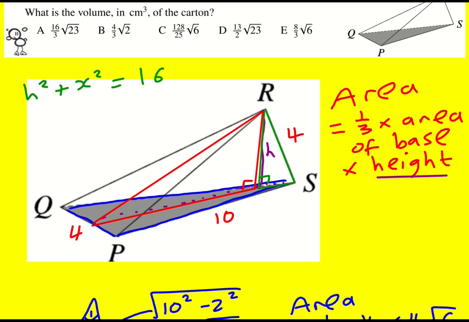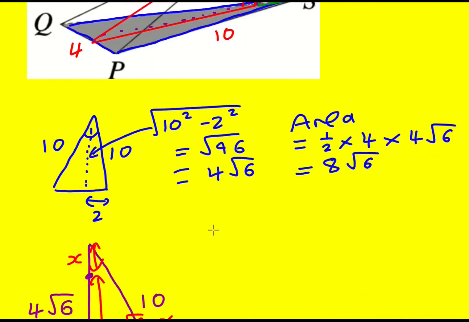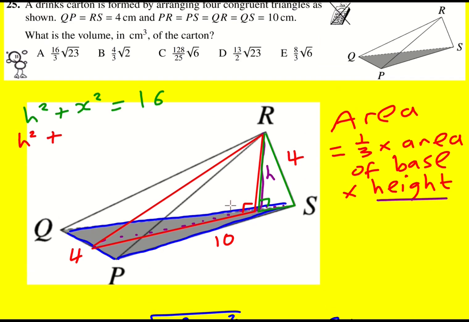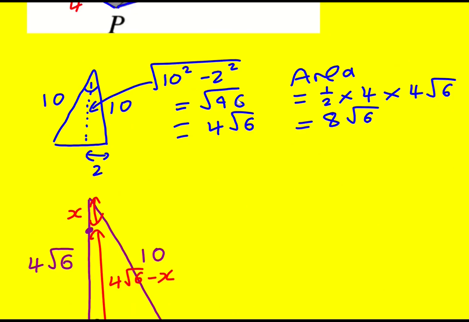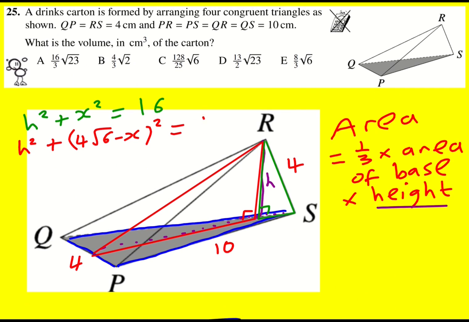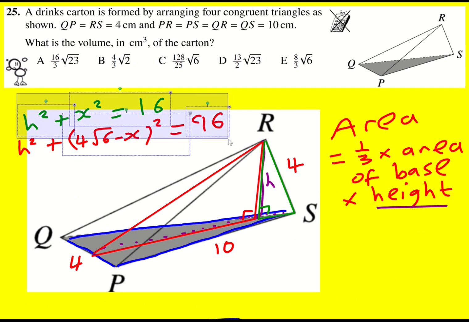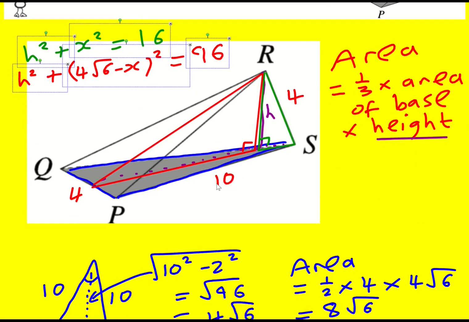So for this triangle, I've got h squared plus this length squared, which is 4 root 6 minus x, and that is going to equal this length here. But that red length is exactly the same as that purple length, so it's just going to be 4 root 6 all squared, or root 96 squared, or 96. And I've managed to construct simultaneous equations, which I can now solve.